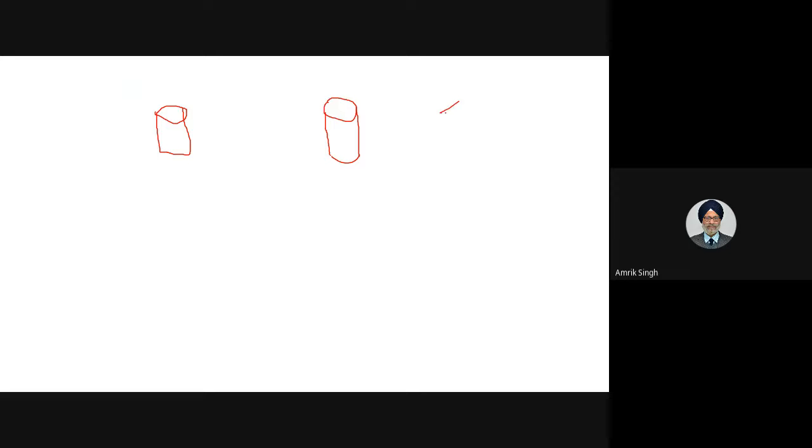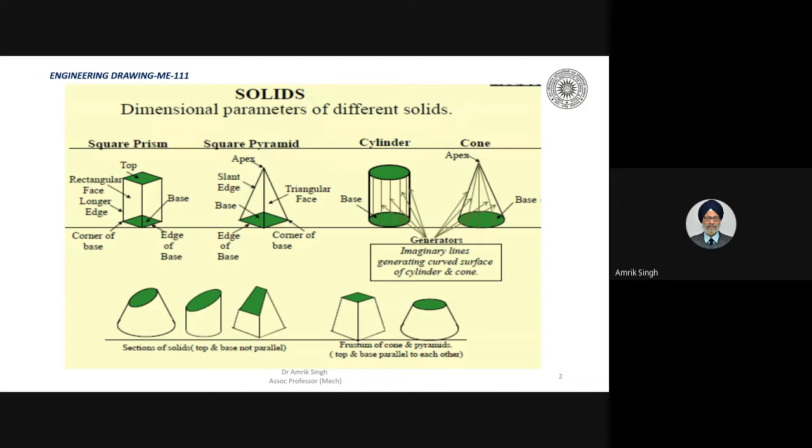Similarly, it can be a triangular prism. So this is the top face. These are the sides. And this will look like this. If you join this, so this is a triangular prism. Okay. So we have seen here, this is a square prism. So this is a square.